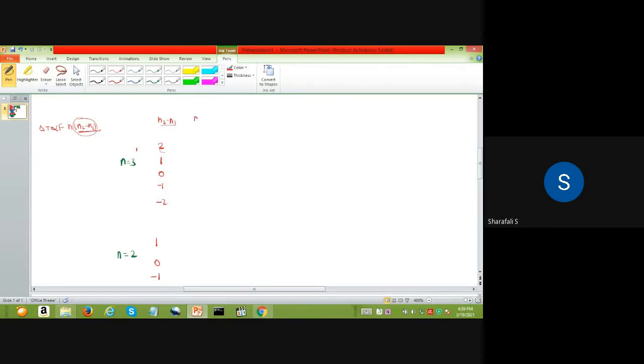Then what is n into n2 minus n1 in each of these cases? For the case of 2, we have n into n2 minus n1 is 6, because n equal to 3 here. So 3 into 2 will become 6, n into 1 will become 3, this will become 0, this will become minus 3, and this will become minus 6. And similarly here we have 2 into 1. N into n2 minus n1 will become 2, 0, and minus 2.